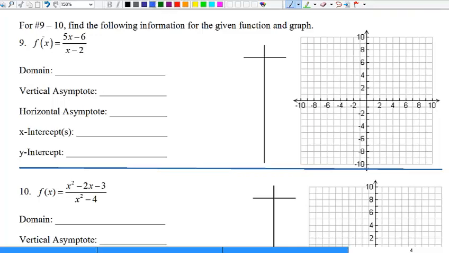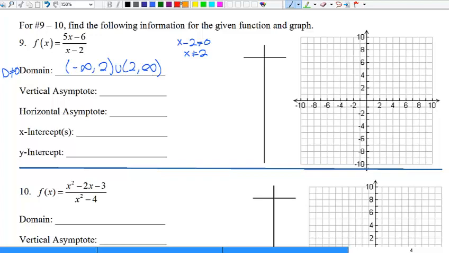On number 9, the domain, we find that by setting the denominator not equal to 0. So if I'm trying to find where x minus 2 is not allowed to be 0, I add 2 to both sides and I get x can't be 2. The domain is written in a way that we're talking about what we can have, not what we can't. We're not allowed to have 2, but what are we allowed to have? Everything else. All real numbers, negative infinity up to 2, union 2 to infinity. Everybody except 2 is allowed in our domain.